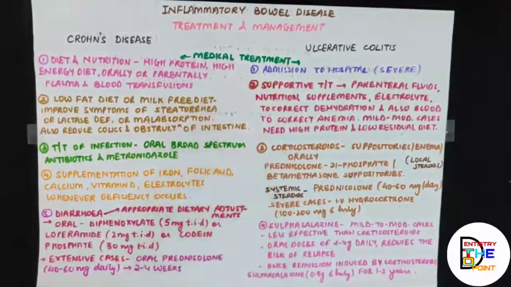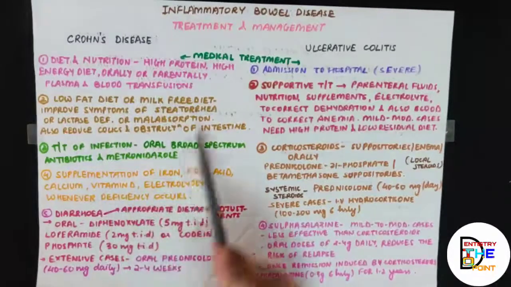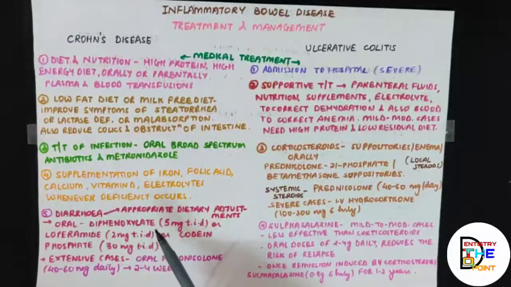Also, if there is any infection, oral broad spectrum antibiotics and metronidazole may be given. Supplementation of iron, folic acid, calcium, vitamin D and electrolytes is given whenever deficiency occurs. And diarrhea, which is a main problem, is a manifestation or a clinical sign. It can be treated with appropriate dietary adjustments, which we have mentioned above, and it may also be treated with oral doses of diphenoxylate, 5 mg thrice a day, or loperamide, 2 mg thrice a day, or codeine phosphate 30 mg thrice a day.